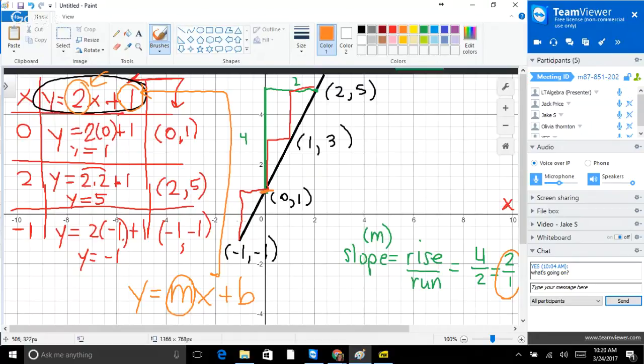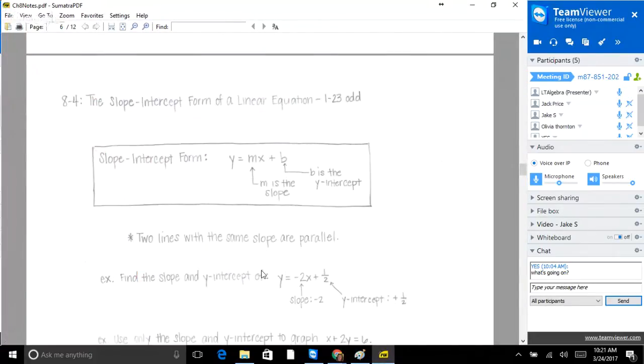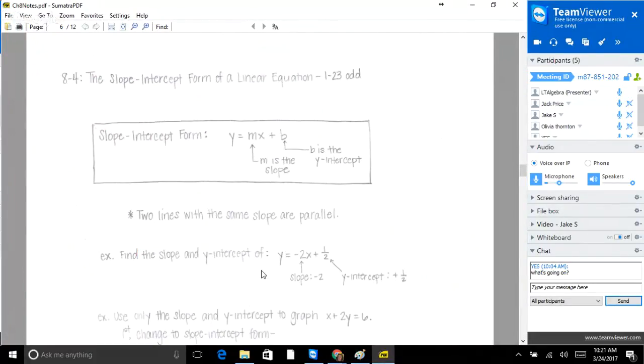Okay, so now let's get back to 8-4. This looks so beautiful. So sad to see it go, right? All right, so 8-4 is called the slope-intercept form of a linear equation. So this is what I was just talking about. We gave you like a sneak peek of this, right?